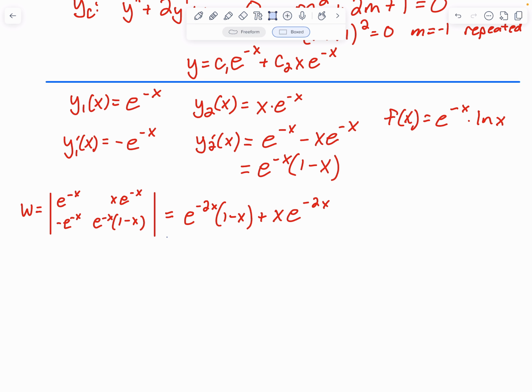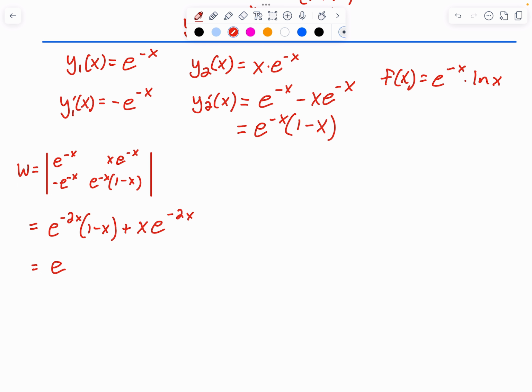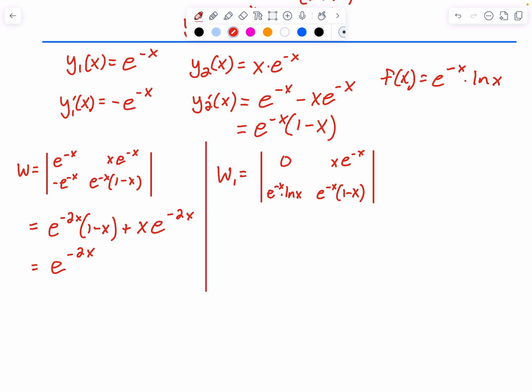Oh, I said I was going to work down, so down here. All right, and then notice that if I do that, I'm going to have two terms that cancel, leaving me with just an e to the negative 2x. That's nice. All right, I'm going to do a W1 now. W1 is going to be equal to, okay, I do a 0, and then I do e to the negative x times ln of x, and then I keep the second row the same. So e to the negative x times 1 minus x, and then above that's going to be x e to the negative x. This multiplication is going to be a little simpler because I get a 0, but then I get a minus x e to the negative 2x ln of x.